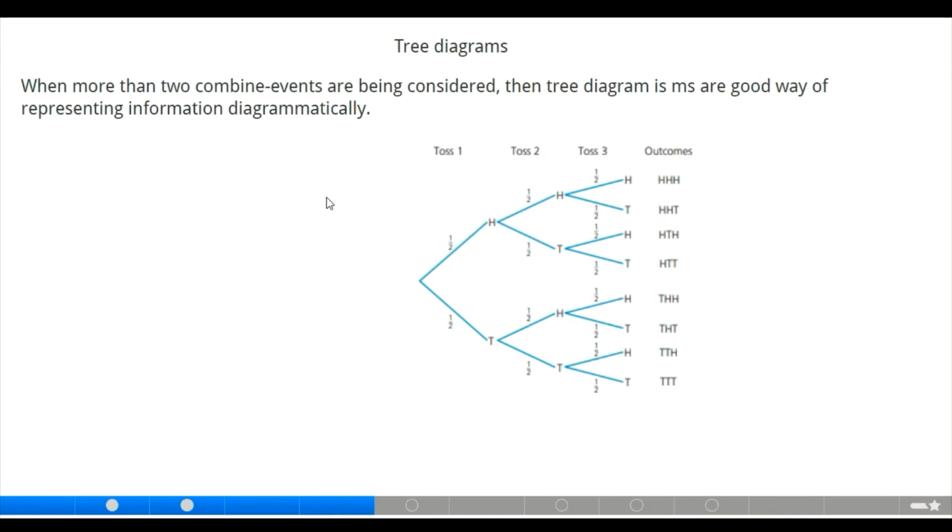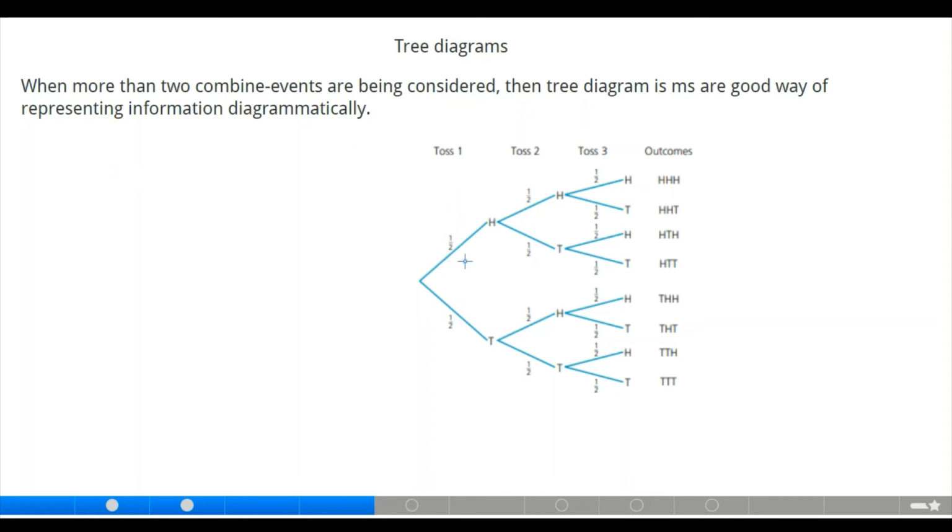Okay, now let's look at tree diagrams. Under this I want to see how we can sketch our tree diagram, and easily we're going to be illustrating this diagram on how we actually can get a 3-coin toss. So when more than 2 combined events are being considered, then tree diagrams are a good way of presenting information using a diagram. So when you have more than 2 events, then we make use of tree diagrams.